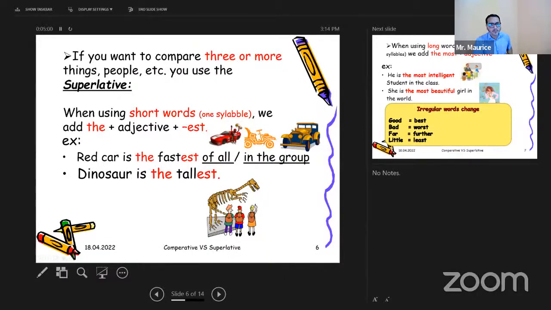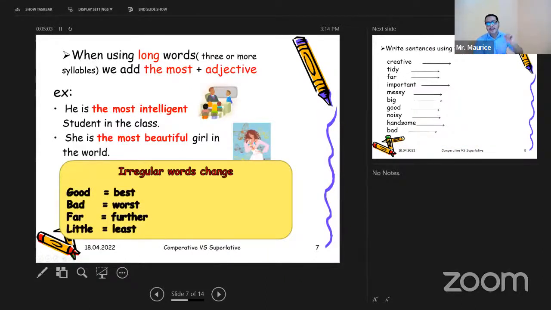These are superlatives. Okay, so for long adjectives, for the superlative form, we need to write the words the most, such as with the adjective intelligent. He's the most intelligent student in the class. Or the other example you see there: she's the most beautiful girl in the world. These are the irregulars: good, best, bad, worst, little, the least.